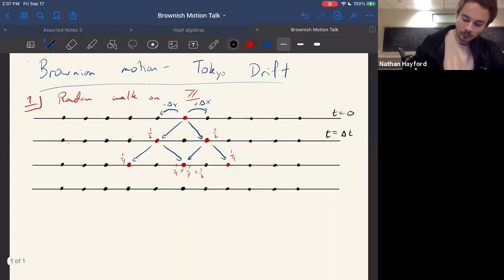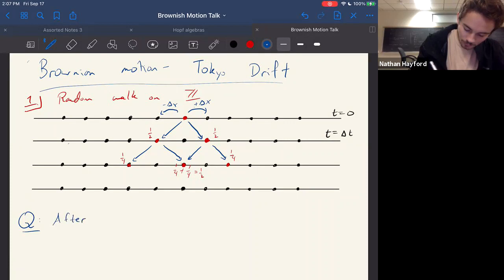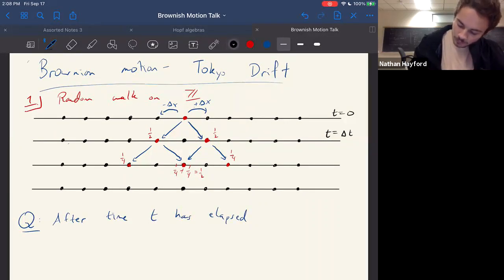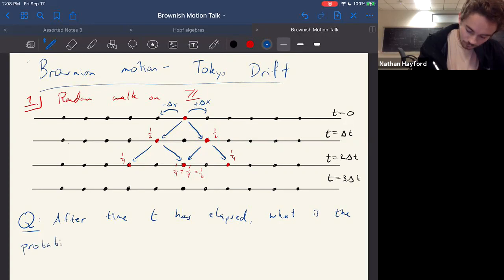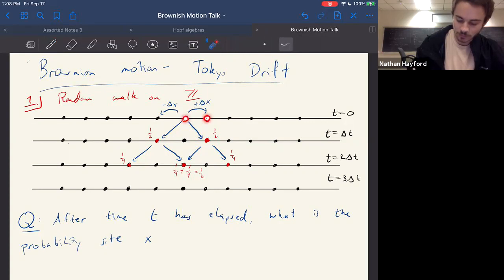So the general question that we want to ask for this process is: after time t has elapsed, notice that t is measured in discrete increments. I have t equal to 0, t equal to delta t, the next time step is t equal to 2 delta t, 3 delta t, and so on and so forth. So after time t has elapsed, what is the probability I'm at site x? And again, x is measured in increments of delta x. So here is the position: 0 times delta x, plus 1 times delta x, plus 2 times delta x, minus 1 times delta x, minus 2 times delta x, and so on and so forth.